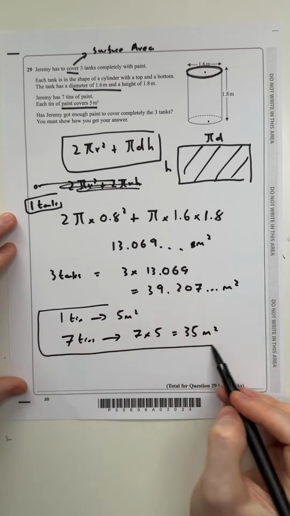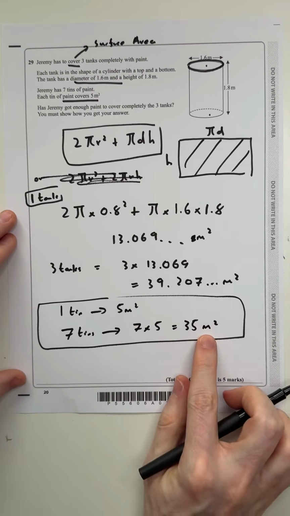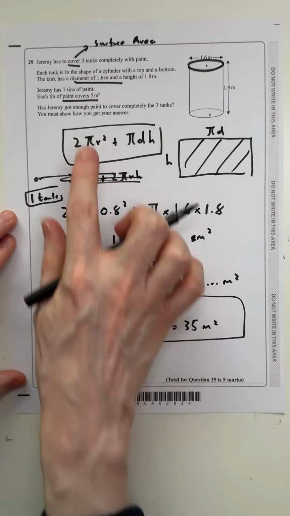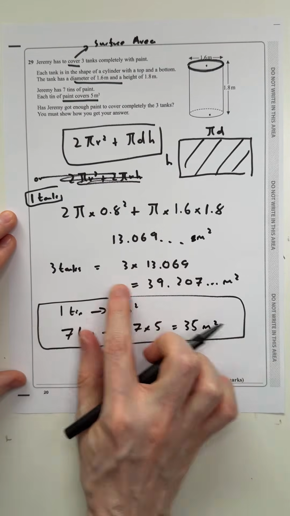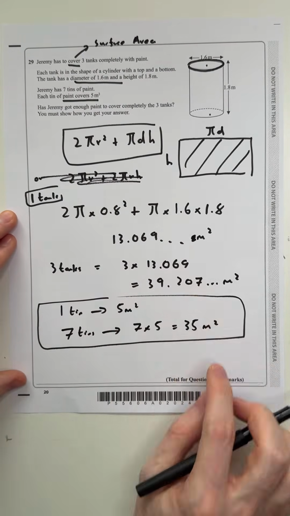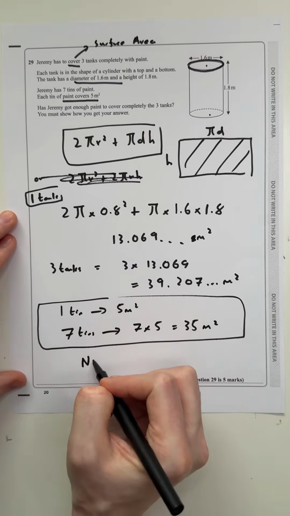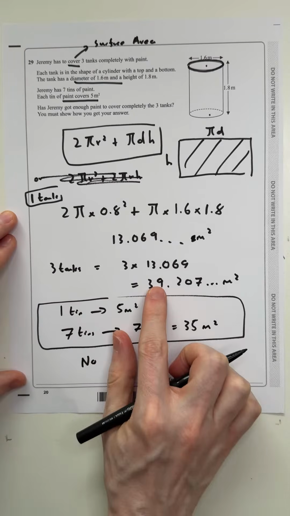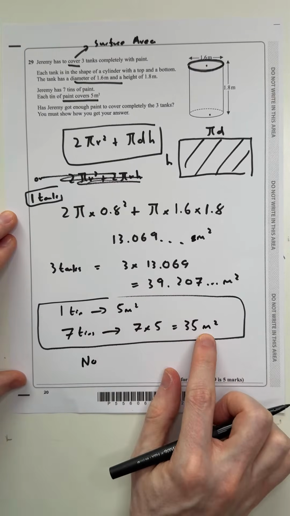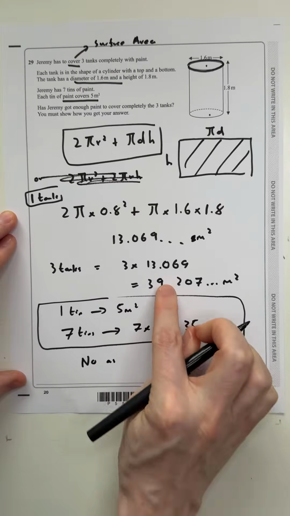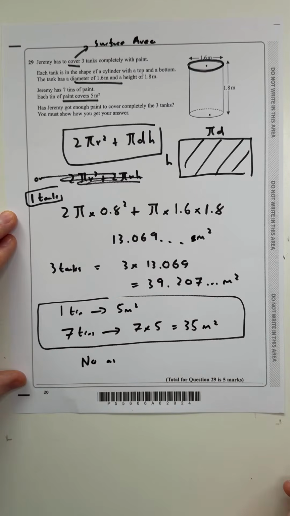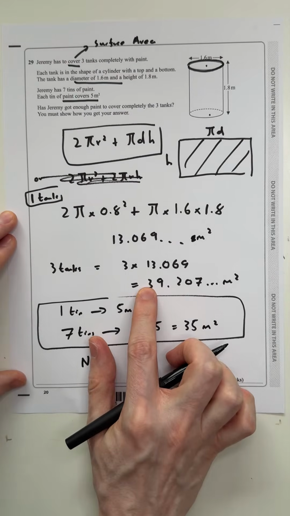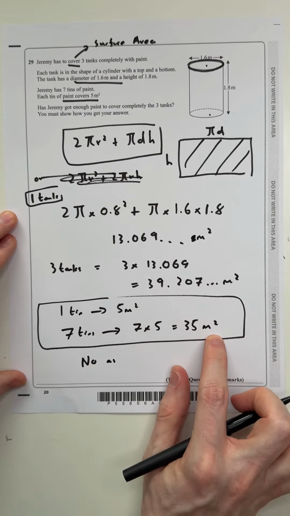And 7 times 5 gives us 35 meters squared. So she only has enough paint to cover an area of 35 meters squared. But the 3 tanks have a surface area of 39. So does she have enough? Clearly no. Why? Because what she has is less. You can write it 2 ways. You can write 39 is greater than 35, so no, or you can write 35 is less than 39. It's up to you. So has she got enough paint to cover 3 tanks?